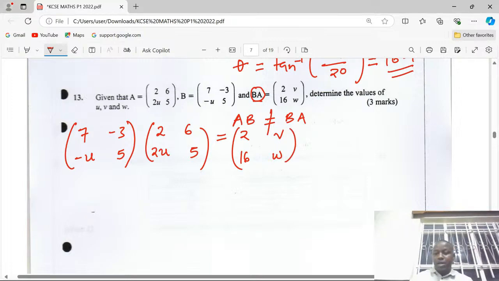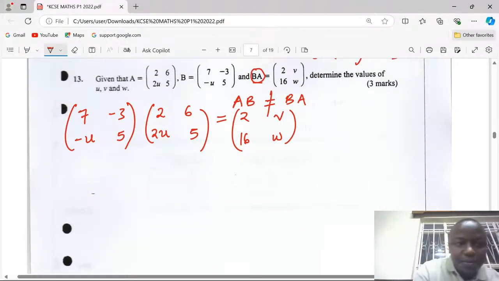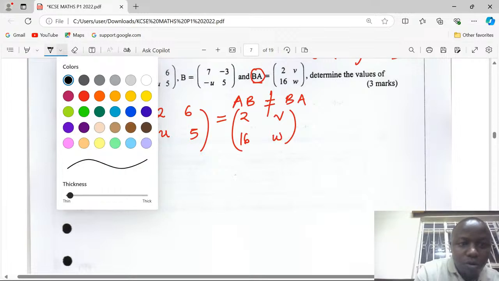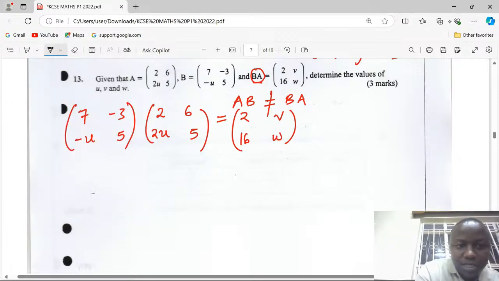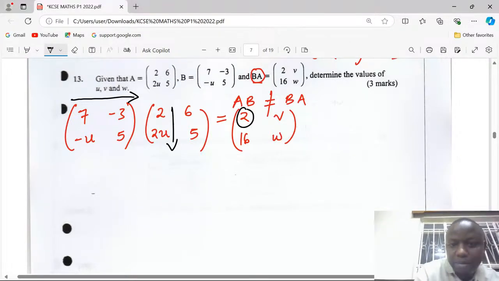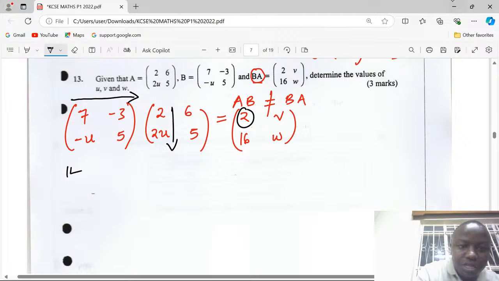Now we can follow the normal multiplication of matrices, whereby we follow the law which says that the row multiplied by the column gives us the first element here. So 7 by 2, which is 14. When we add negative 3 by 2u, that will be negative 6u. We're supposed to get exactly 2.